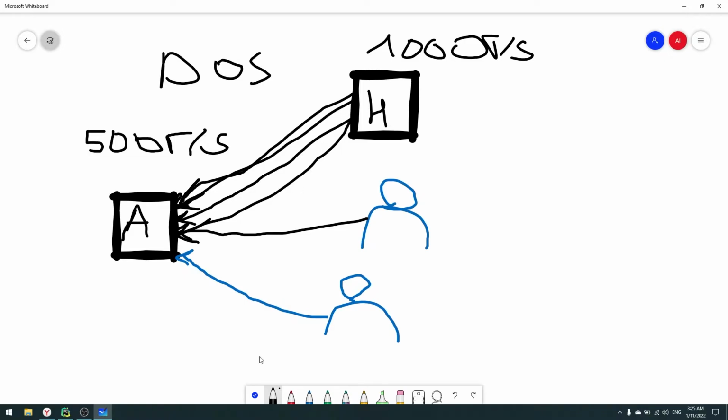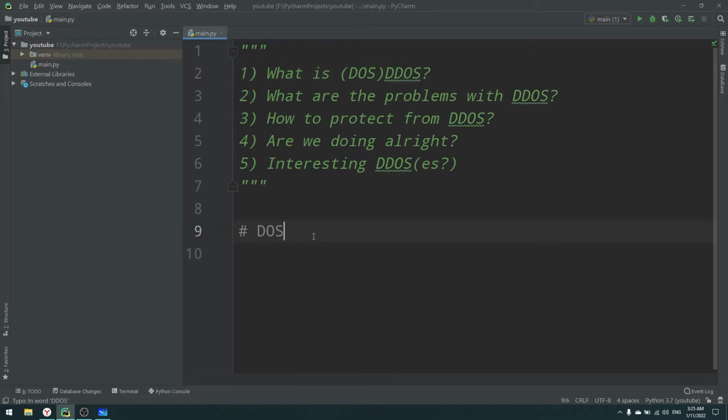Well, basically DOS was the first attack. It is when you send all of your traffic from one computer. So all of the requests come from one IP address, from one computer. It's called DOS, and the full name is, I think, denial of service. Denial of service attack. That is the name of it.